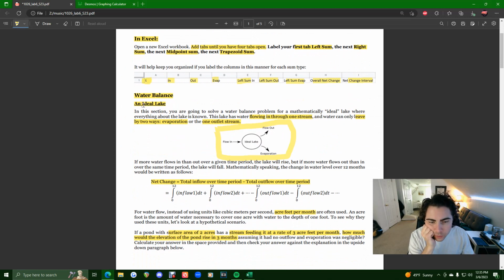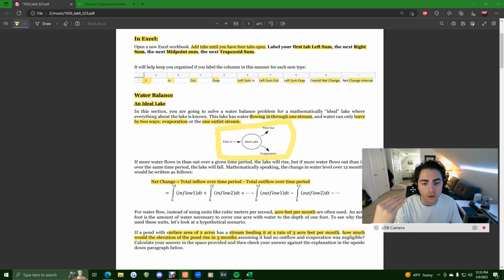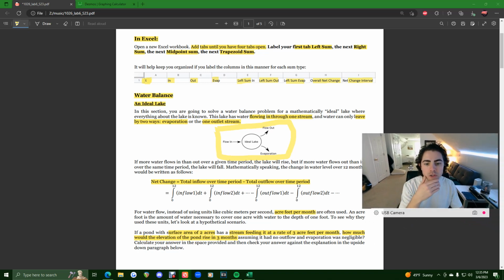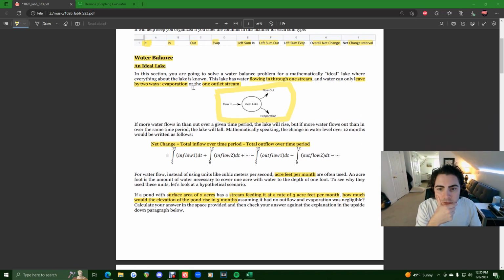All right, so then we're dealing with a similar situation as the one we were dealing with in the last lab. We're dealing with some lake situation where we have water flowing in and water flowing out. We're dealing with the overall volume change as well as the surface level, the elevation change. So we have flow coming in, water flowing in. And then we have water flowing out, but also evaporation, okay?